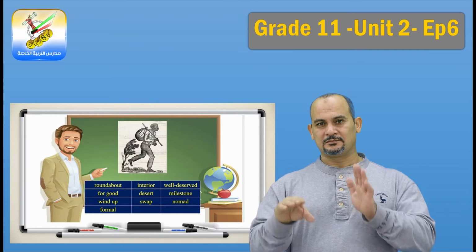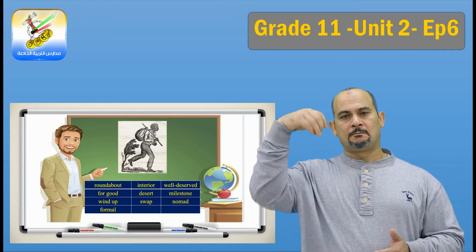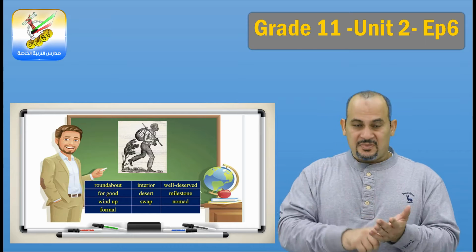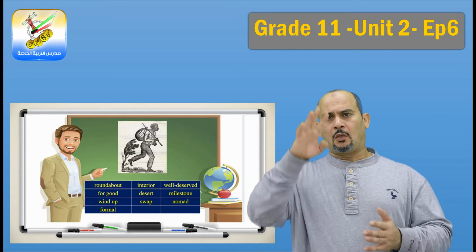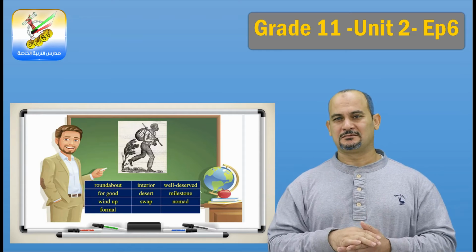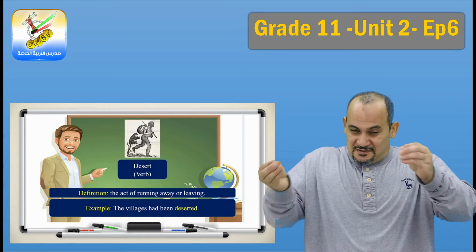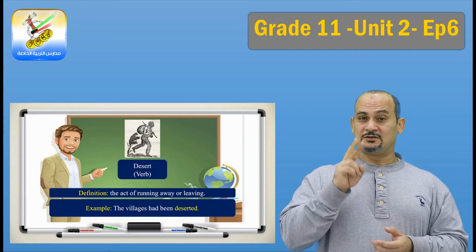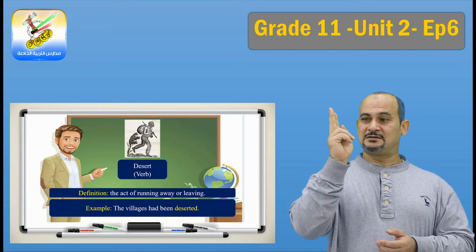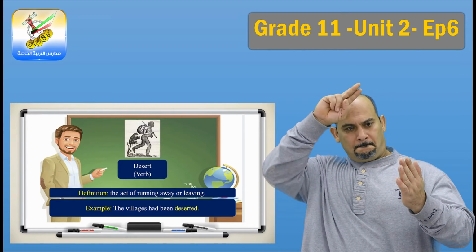So let's go to the next picture here, and we have a man leaving a place, taking his stuff and leaving. So what is he doing? He is leaving the place. So we have desert. It's a verb. It means the act of running away or leaving. For example, the villages had been deserted. They're empty. Everybody left. Okay? So that's the meaning of desert. It's a verb.